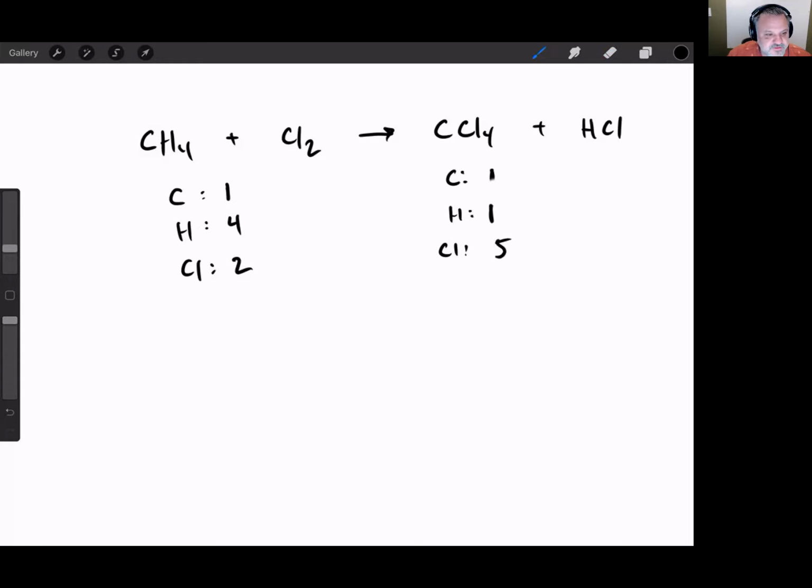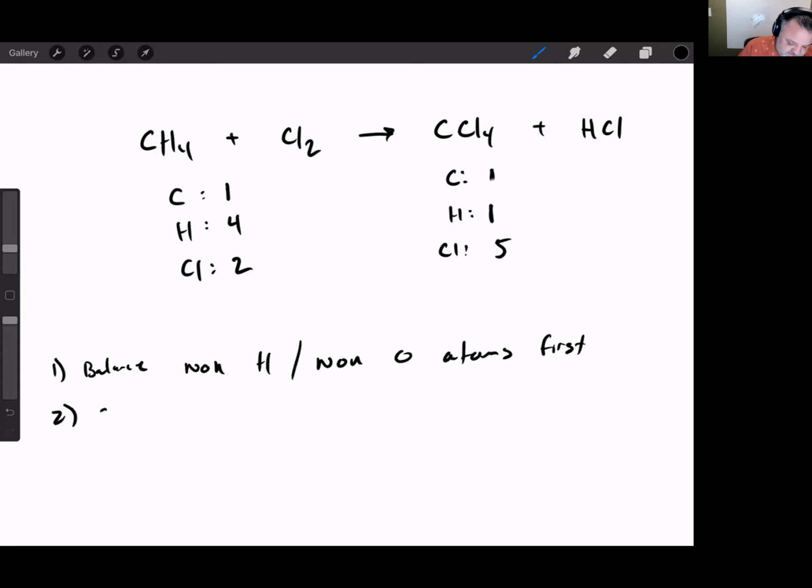So I'm going to give you a couple of different rules, and they're not rules, they're more like suggestions. We'll go over these suggestions and build up this list as we go along. The first suggestion that I had was: balance non-hydrogen, non-oxygen atoms first. And the next one is, I'll save elements until the end. And what I mean by an element is, of course, something like Cl2.